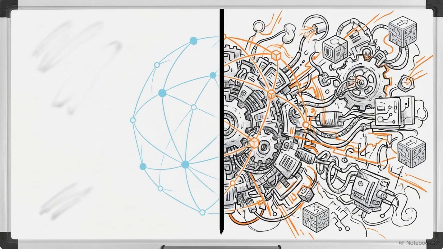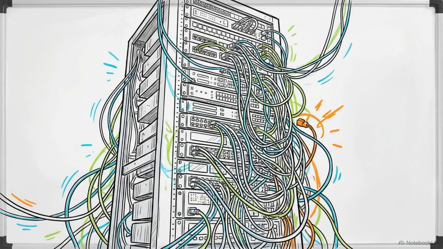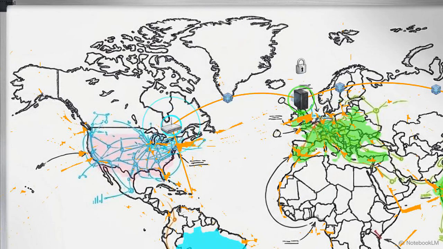The internet functions through an intense duality. Highly disciplined, strict logical protocols like TCP/IP and DNS, forcibly organizing a sprawling, messy physical infrastructure of routers, cables, and exchange points. More than 75,000 autonomous systems actively maintain this delicate routing balance every second of the day.